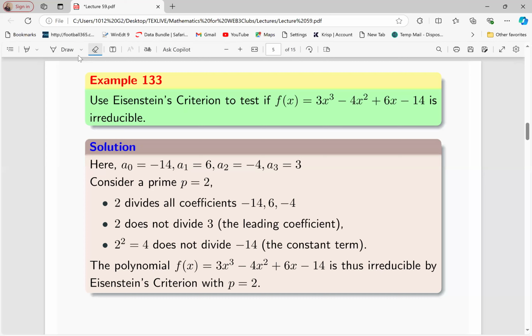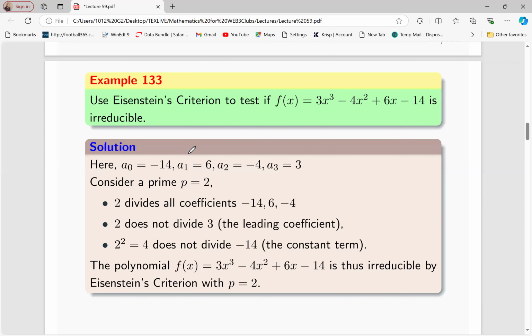Okay, this is the last example on this criterion. Again, we have this polynomial and we want to check whether it's irreducible. So we're thinking of a prime number that can divide the constant term and fail to divide the leading term. I can see 2. 2 can divide 14, can divide 6, can divide 4, and cannot divide 3. So it meets that condition.